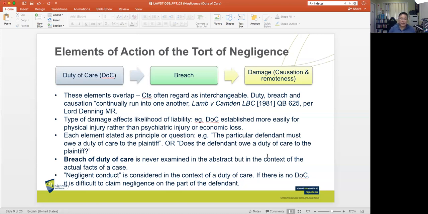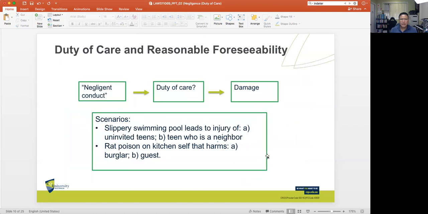Because negligent conduct, as we should always remember, is always considered in the context of a duty of care. If there is no duty of care, it is difficult to claim negligence on the part of the defendant. So let's examine the issue of duty of care, and when we do so, we will also have to consider the issue of reasonable foreseeability.